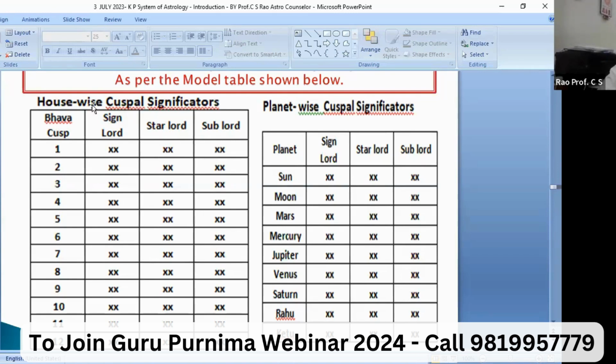Here you have to see that house-wise cuspal significators, that means Bhava, sign lord, star lord, sublord, are taken into account. This chart you have to prepare manually. Of course, now computers are giving it. You have to check at least whether it is correct or not.